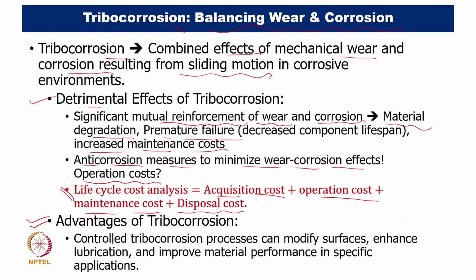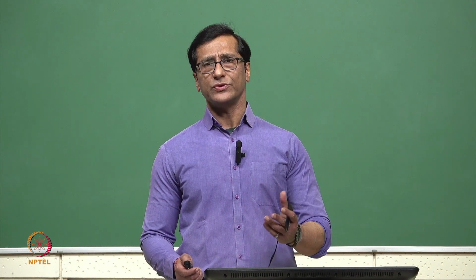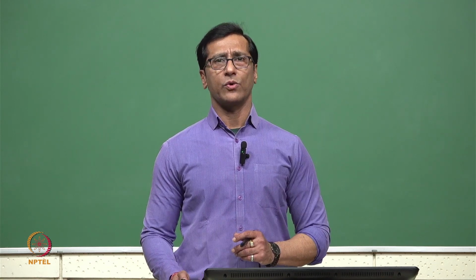So what are the advantages? We say controlled tribocorrosion processes can modify the surface. We can do surface modification. It can enhance lubrication. It can really reduce the friction also. It can provide a gliding surface. And it can improve the material performance. But that is in some specific applications, and a lot of research is still pending and we really require good relations from that. So this is the future. More innovations are really required.